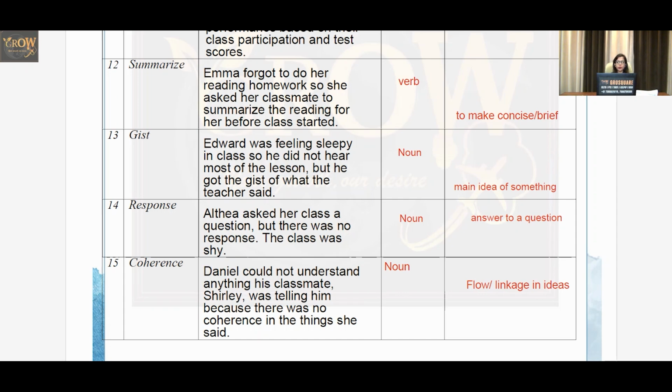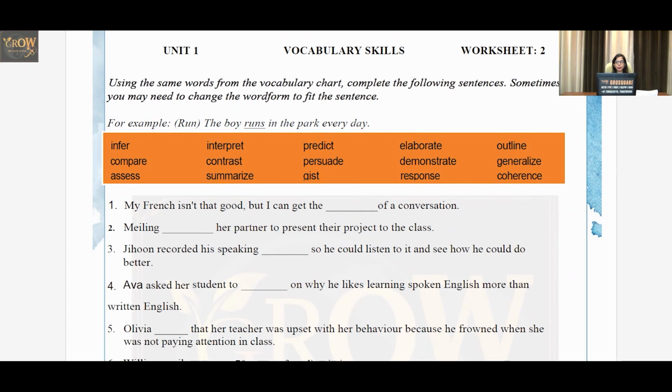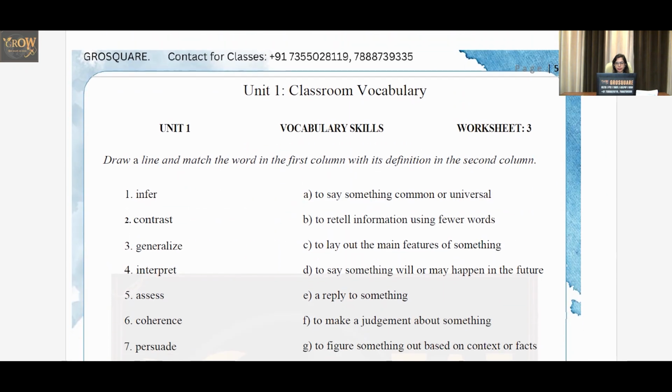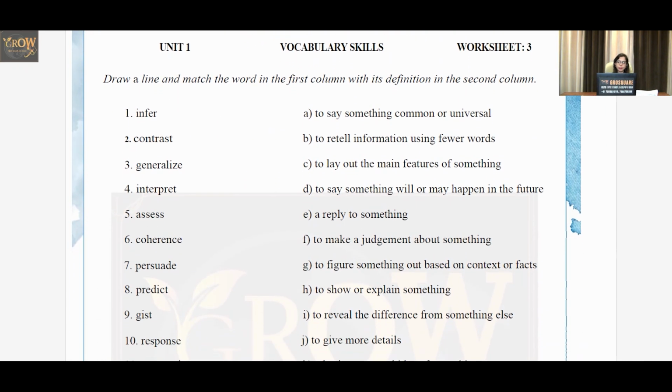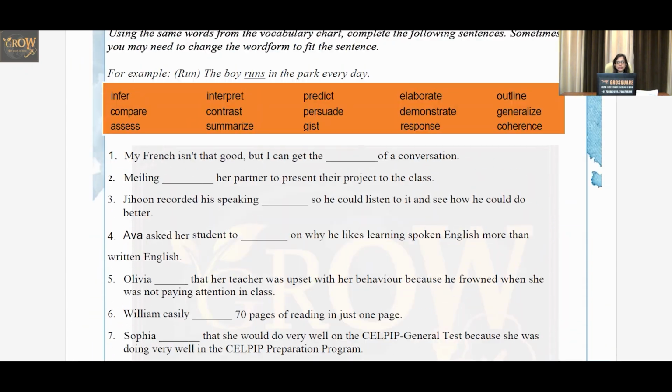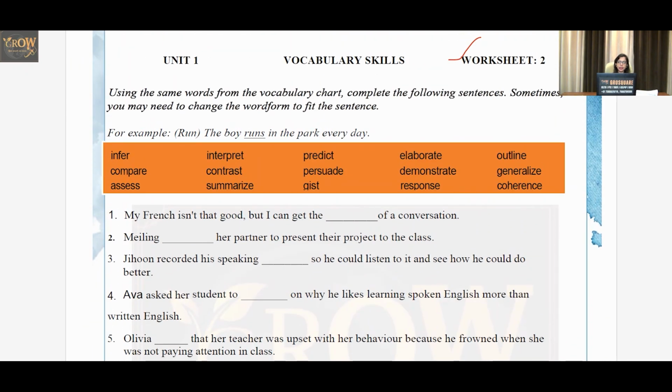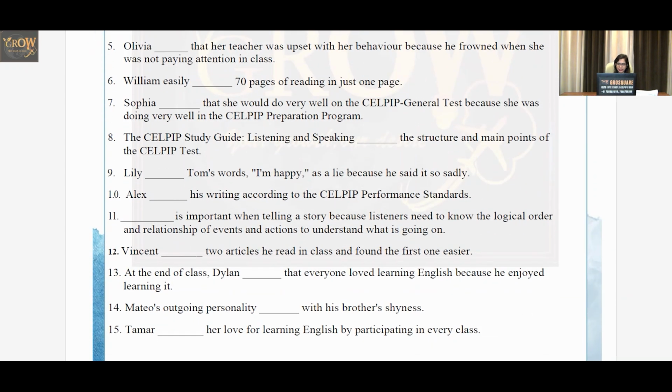Now, your homework is that you have to complete these exercises. That means you have to complete worksheet number 2 as your homework, and the next part you need to do is worksheet number 3. In the second worksheet, what you have to do is choose words from this list. These are only the 15 words that I have already explained to you. So you have to choose the words from this list, and then fill in the blanks as per the situation by understanding the situation.